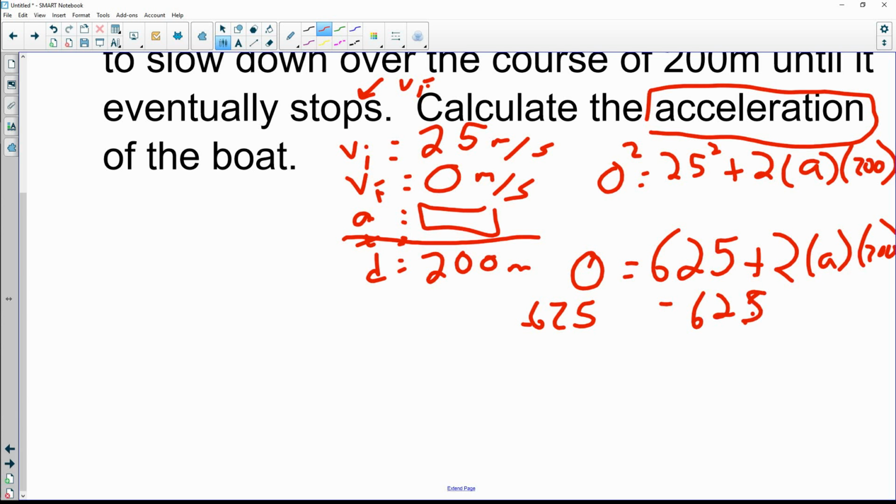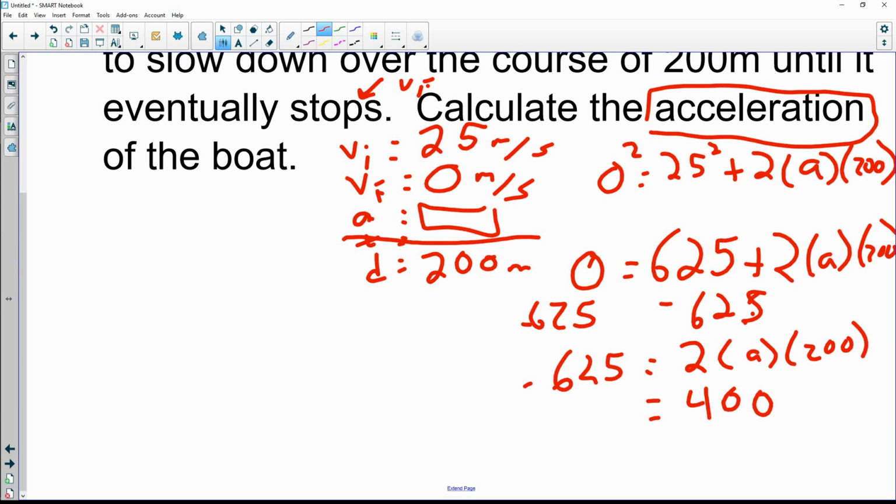So 0 minus 625 is negative 625. 625 minus 625 is 0, but we're going to be left with 2 times A times 200. I hope this is making sense. So the next thing I'm going to do is multiply 2 times 200, and that's going to be 400 times A, and that's negative 625. So now the next question is, well, what do I do with that 400 to get rid of it? And we're going to divide both sides by that 400. Divided by 400.